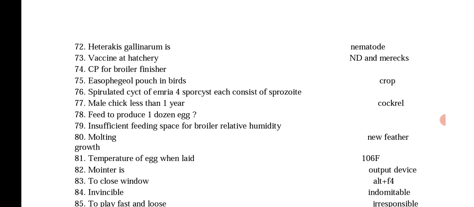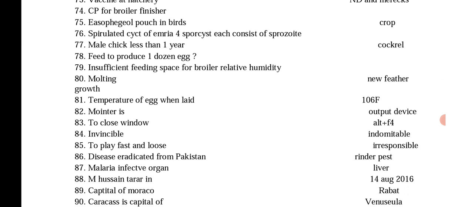Heterakis gallinarum is a nematode. Vaccine in the hatchery is against ND and Marek's disease. Vaccine against Marek's disease is also practiced at day one along with the Newcastle disease. CP for broiler finisher, I do not know the crude protein for broiler finisher.